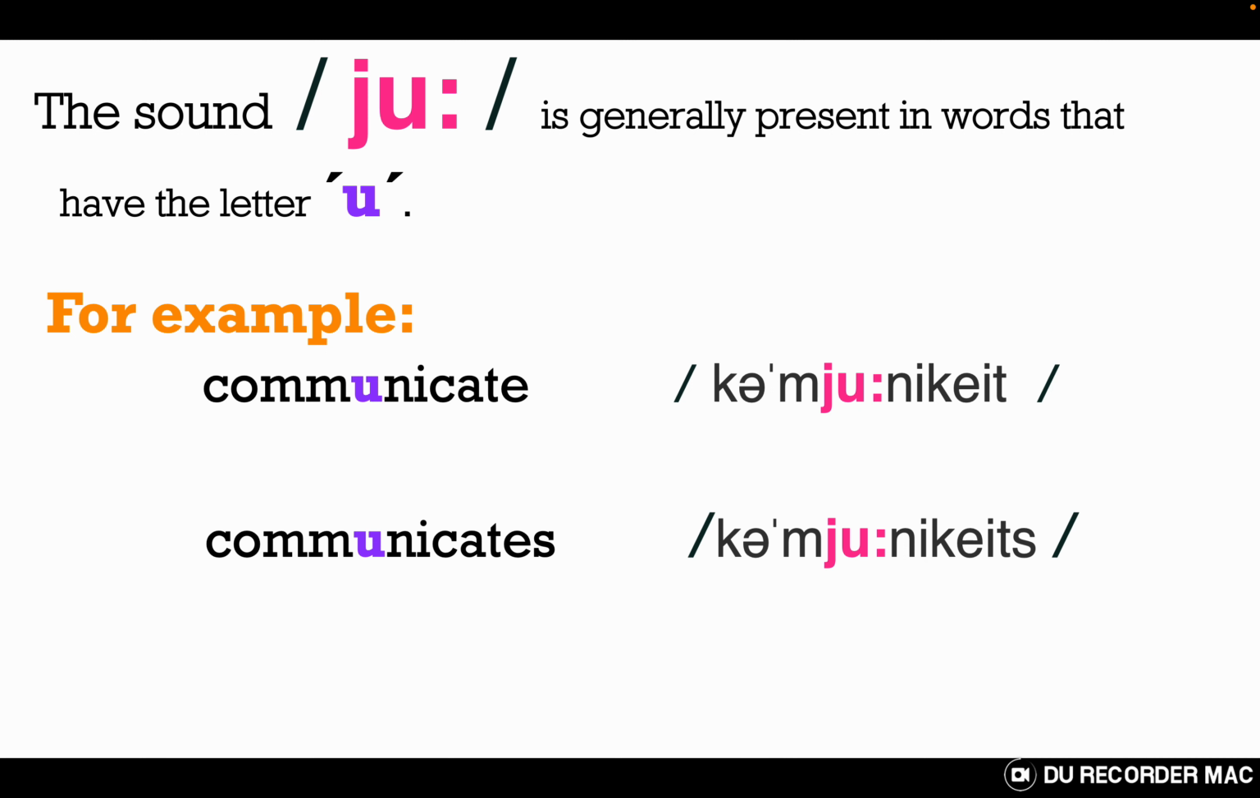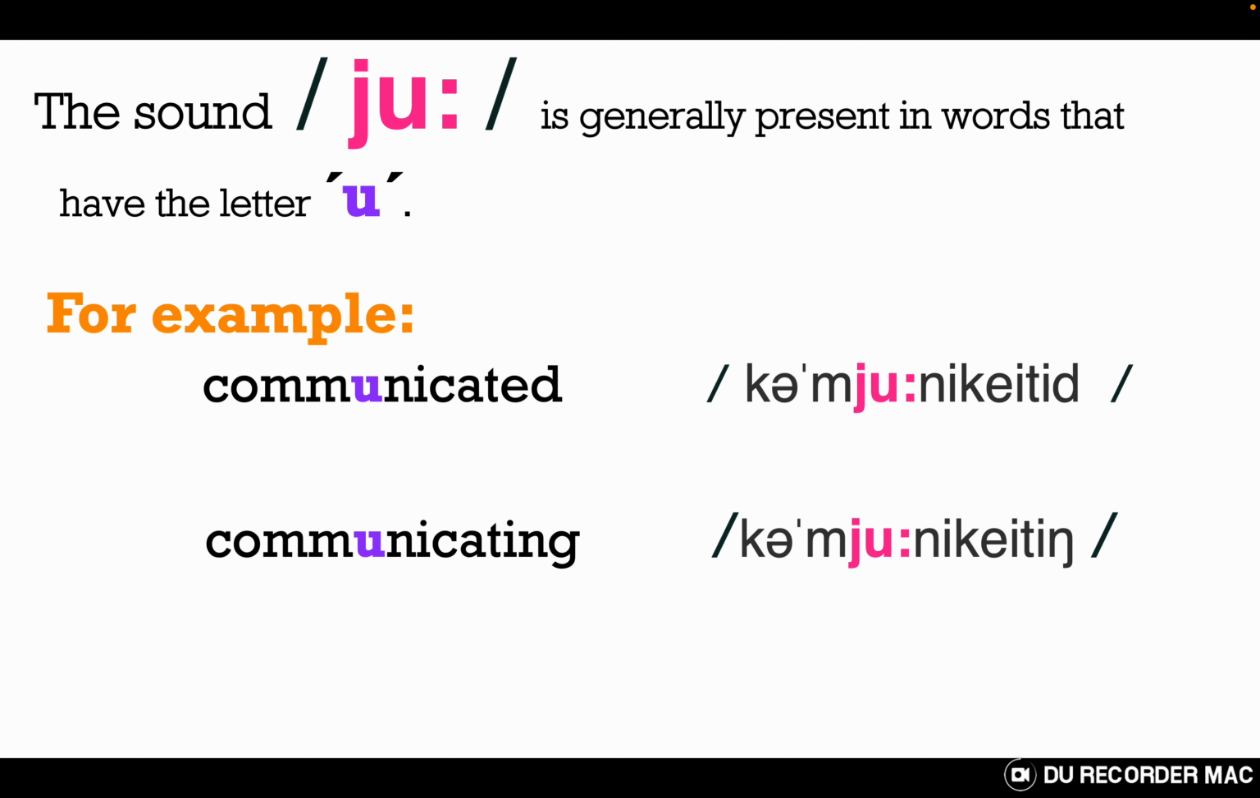The first word is a long word. It is pronounced communicate, the verb. Communicate. With he, she, it in present simple, communicates. Let's repeat after me the first one. Communicate. The second one, communicates.